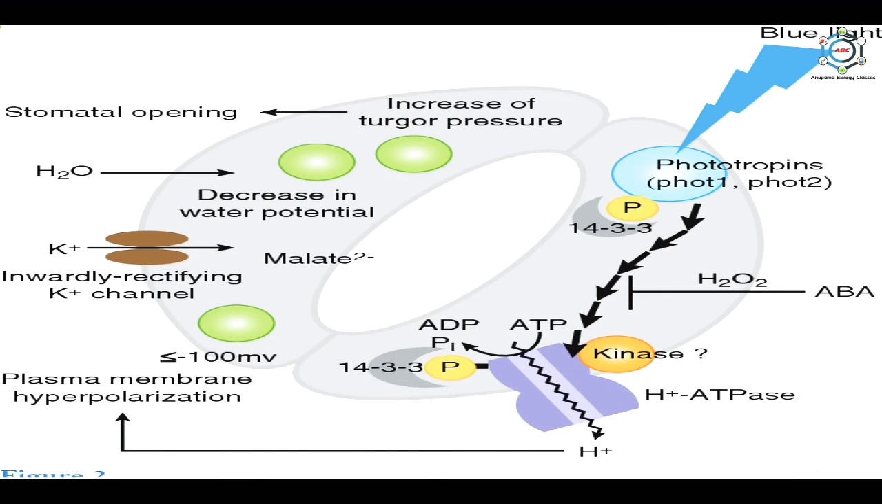Now, in case of dark, carbon dioxide concentration is increased in the substomatal cavity because photosynthesis is stopped but respiration is continued. Higher concentration of carbon dioxide in the substomatal cavity prevents the proton gradient across the protoplasmic membrane in guard cells. As a result, active transport of potassium ion into the guard cells ceases.